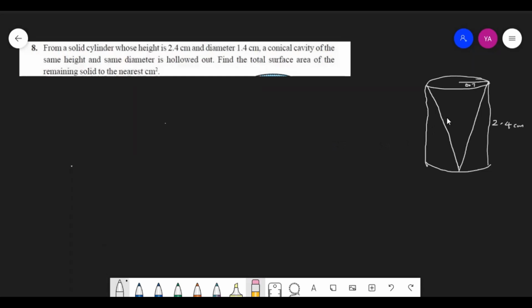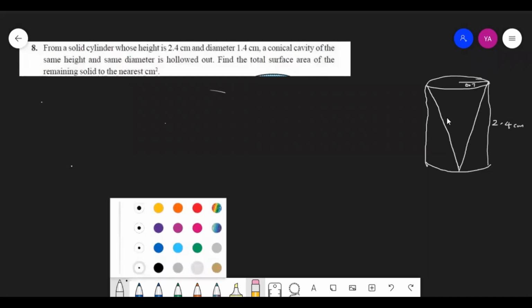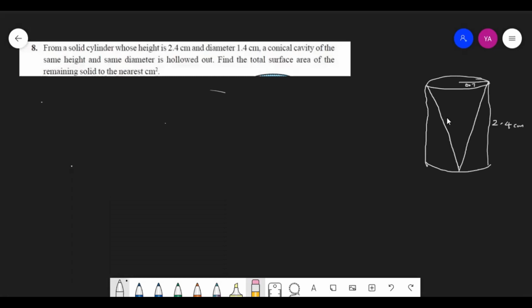Two ways we can write it. One is TSA minus the base area, then plus the cone's area. Okay, I shall write it here. We can write like this: find the total surface area of the remaining solid. TSA of the remaining solid, that's what we want to find out.